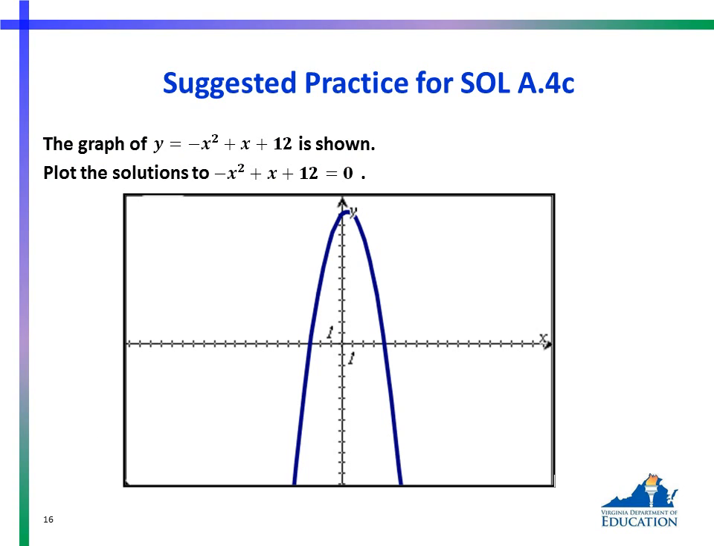Here is another example for SOL A.4c. Students don't seem to understand that the word solution is where the graph of the quadratic equation crosses the x-axis. Students will erroneously plot the y-intercept as a solution, and many times they will also plot the maximum or minimum as the solution. The answer to this question is shown on the screen.